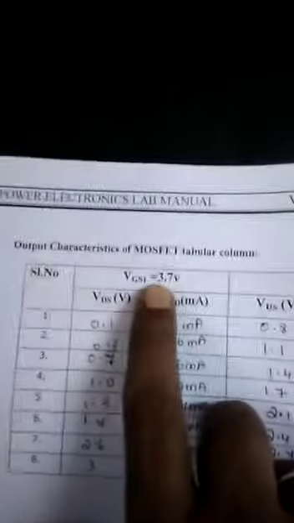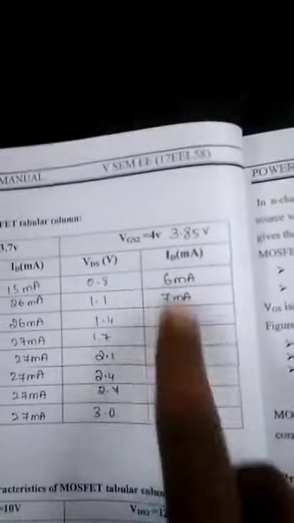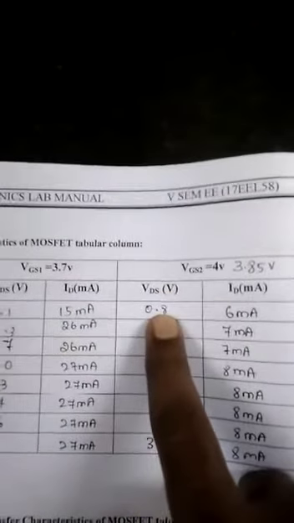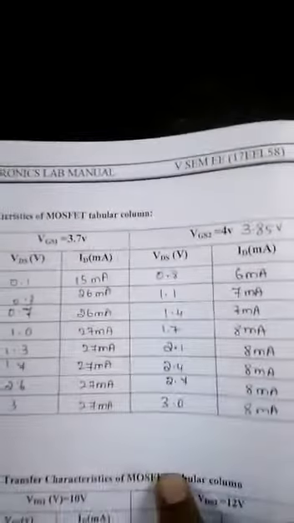This is the tabular column for VGS of 3.7 volts and 3.8 volts. These are the readings, and these are the drain to source voltage.